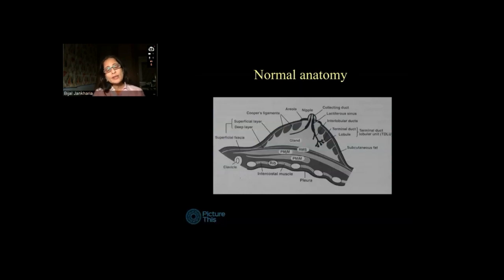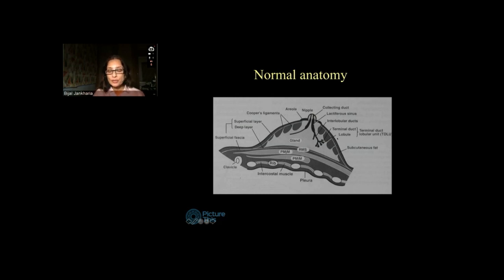A few words about the basic anatomy of the breast. The breast is a very superficial structure, and the superficial fascia divides into a superficial and a deep layer within which the breast is encompassed.